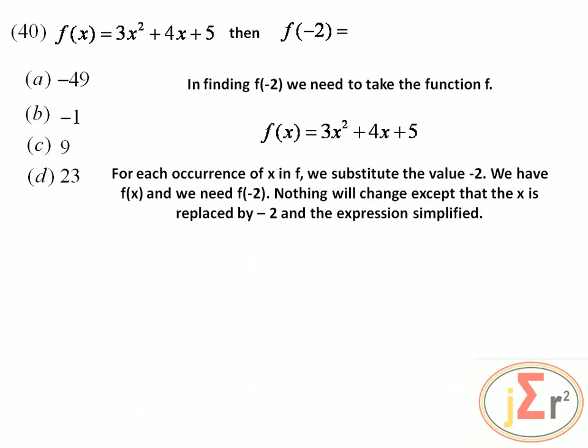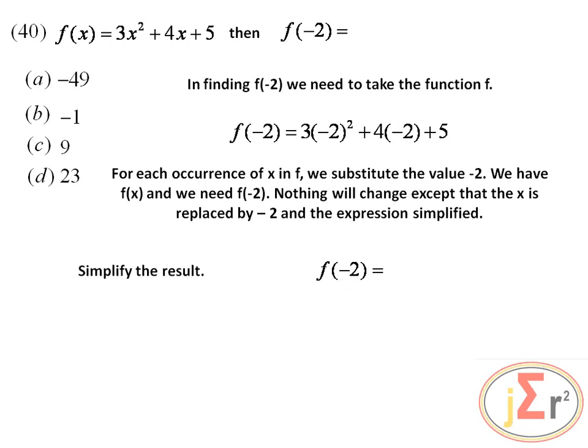We have f of x and we need f of negative 2. Nothing will change except that the x is replaced by negative 2 and the expression is simplified. Replace the x by negative 2, that is what we get. And we are going to simplify now. What do we say first?